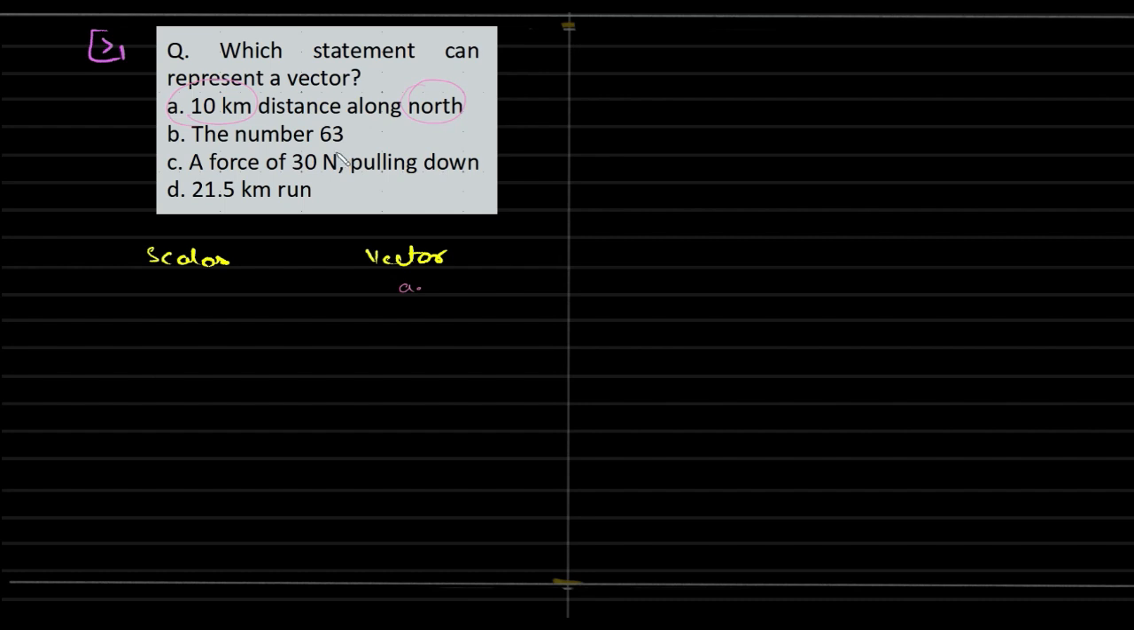Number 63. There's no direction. A force of 13 Newton pulling down. So that is clearly a vector quantity. 21.5 kilometer run. In what direction did the person run, or was the person running around a place? We don't know. It can be in a circular path or it can be just a straight run. We just know the distance covered. So only magnitude is there. So that becomes a scalar quantity.